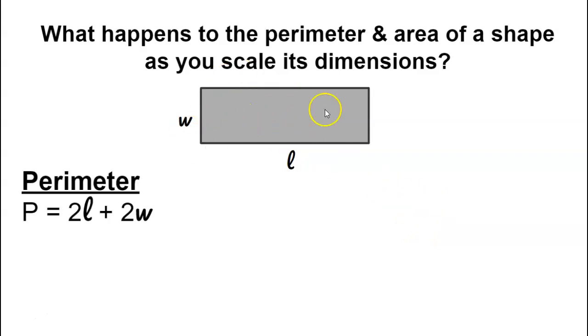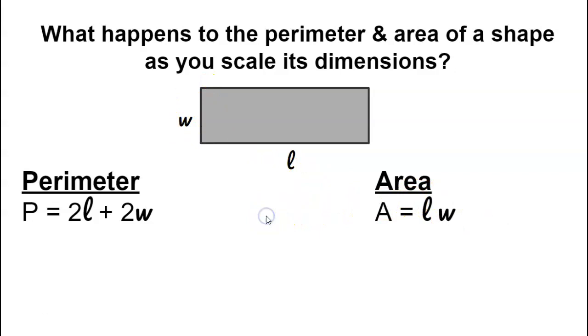So if I have a rectangle, it's got the length of L and a width of W. If I wanted to find its perimeter, I would have to have 2 L's and 2 W's, because I've got 2 widths and 2 lengths. So I get 2L plus 2W. If I wanted to find its volume, or its area, excuse me, I would just do length times width.